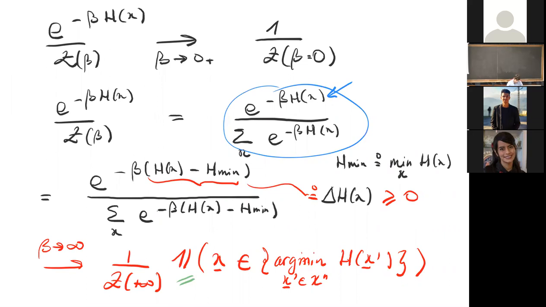Here I didn't write it explicitly, but yes, when beta goes to 0, the partition function is the cardinal of the phase space, the space of configurations. Okay.